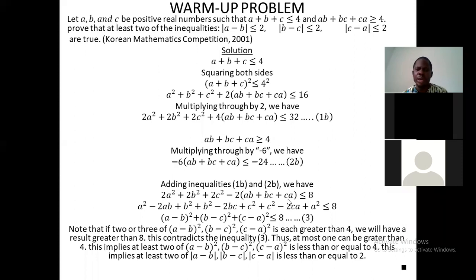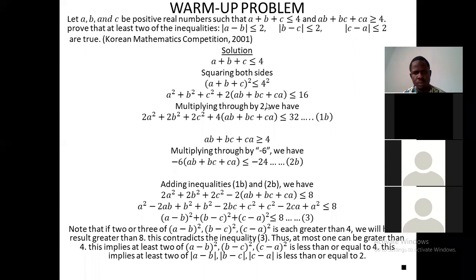All right? So we can now group it. If you had done what I said, that is, the question, what we're asked to prove, squaring each of them, you would understand how to group them now. All right? So we have grouped them. And in our grouping, this is the same thing as (a minus b) all squared plus (b minus c) all squared plus (c minus a) all squared is less than or equal to 8.